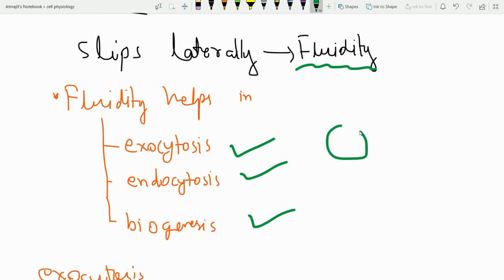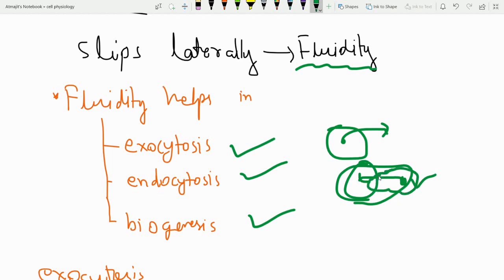Exocytosis is when a compound is inside the cell and we have to throw it outside. In endocytosis, there is a component outside and we have to take it inside. Mainly this is for WBCs in the case of phagocytosis. If a microbe is outside, we form a pseudopodia-like structure and then engulf it. This is called endocytosis.